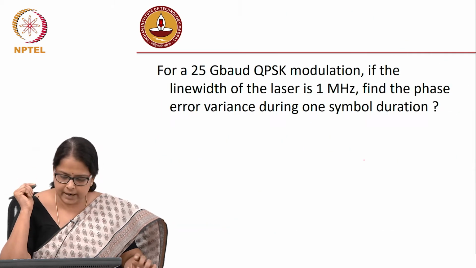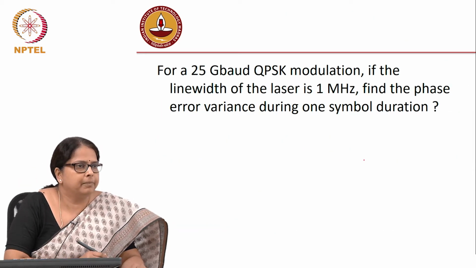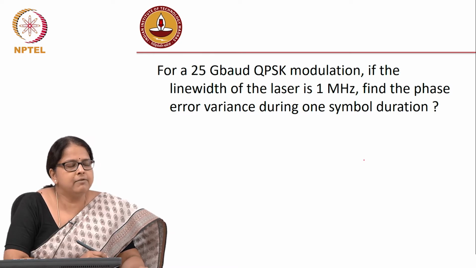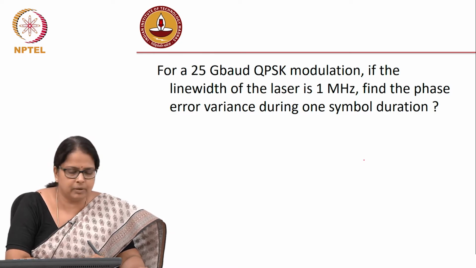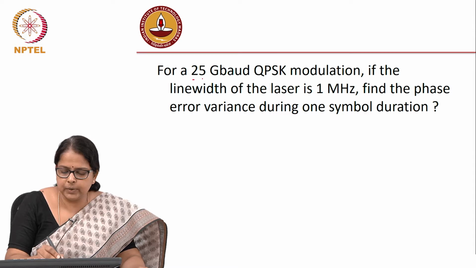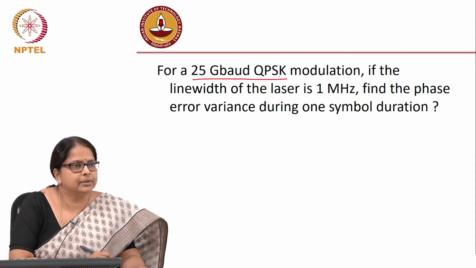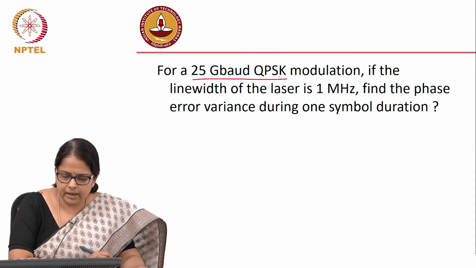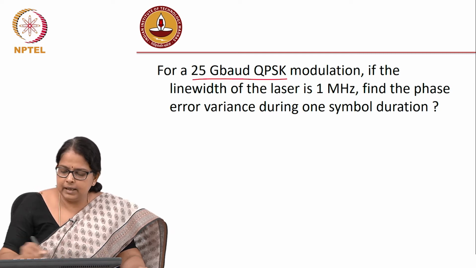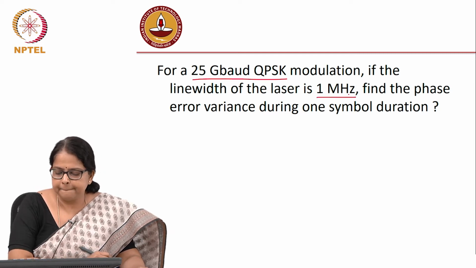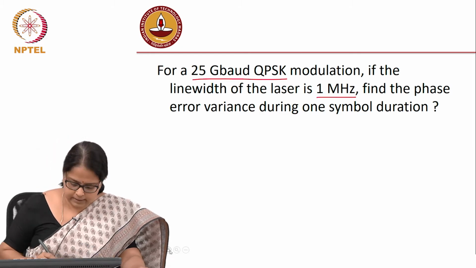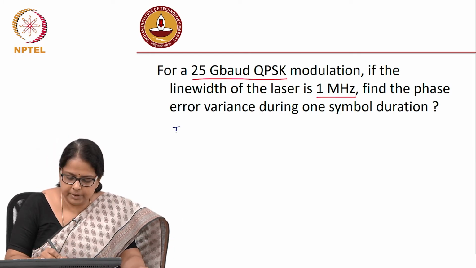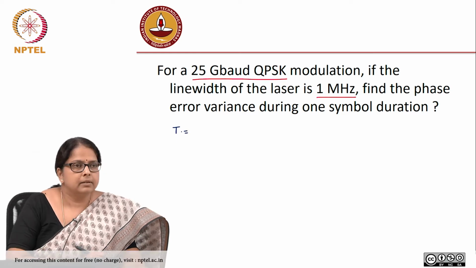Okay. So, let us try and work out this problem now to give a physical picture of what we are talking about. Let us say I have a 25 gigabaud QPSK modulation. The line width of the laser is 1 megahertz. Find the phase error variance for one symbol duration. So, what is symbol duration? It is 25 gigabaud symbol.